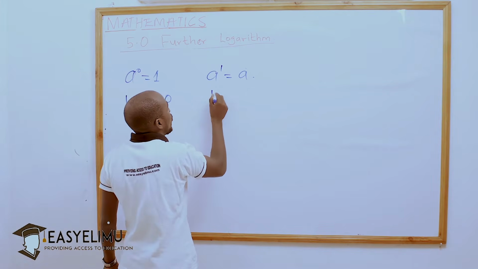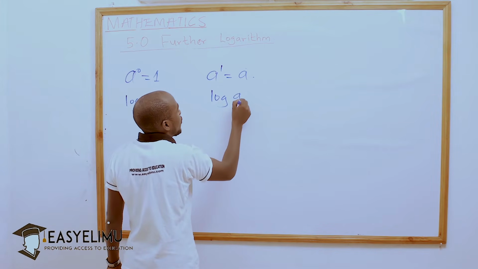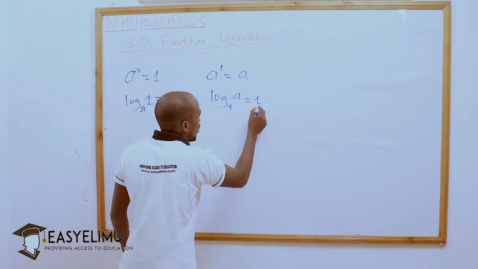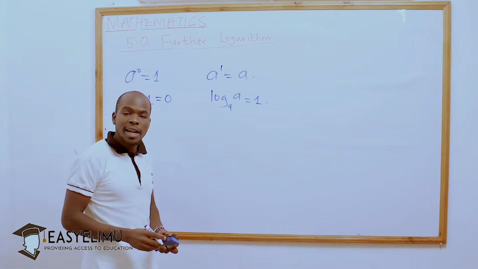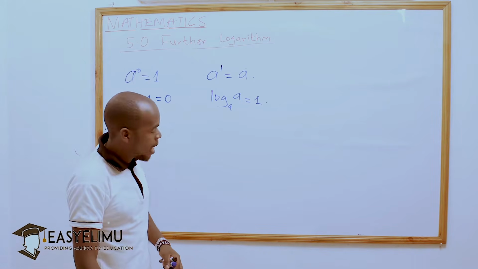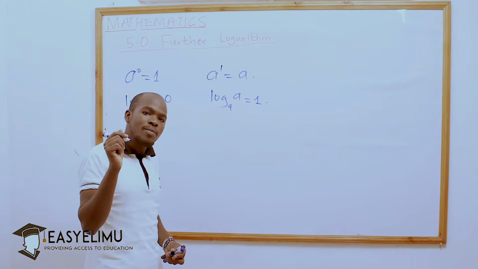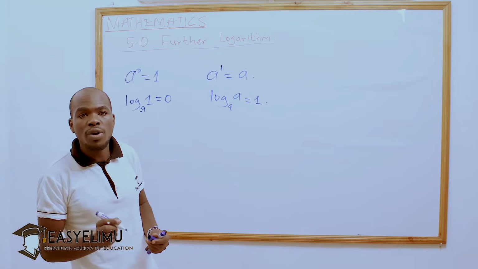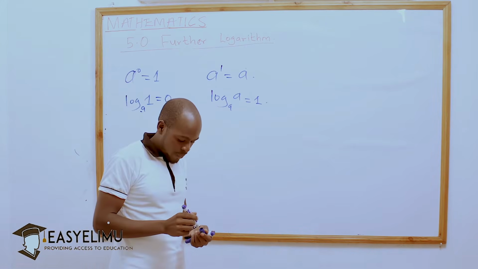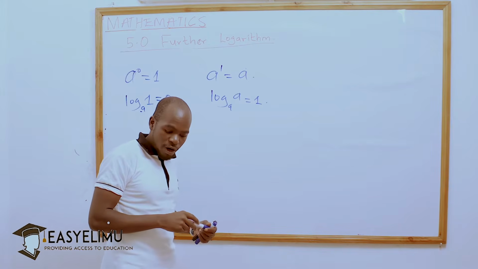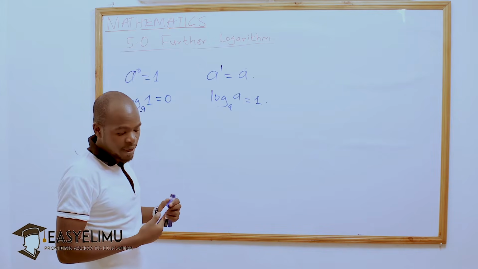And here we can write this one as log of a to the base of a is equal to 1. Meaning that the logarithm of any number to the same number as base is always equal to 1. With that, we can solve some logarithms using a calculator and math tables.